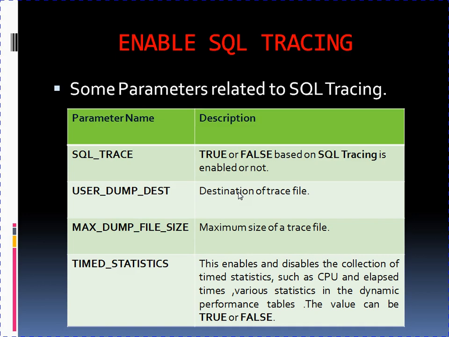And the vital one, TIMED_STATISTICS. This enables or disables the collection of time statistics such as CPU and elapsed times and various statistics from the dynamic performance tables. This value can be true or false. Before enabling SQL tracing, you need to enable the time statistics so that this vital info is gathered into the trace file. Otherwise, if you don't enable the time statistics, then statistics such as CPU and elapsed times and some other statistics also will not be captured.